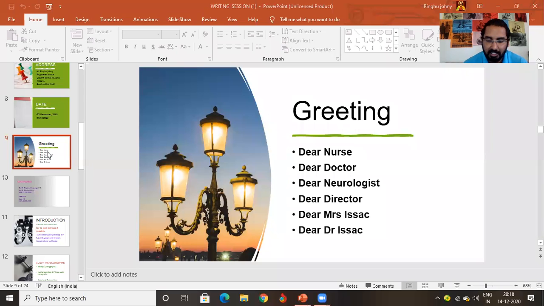But rather than writing sir or madam, it's better to write the position, dear nurse in charge. That's a better way to write. Or if it says emergency doctor on duty, you can just write dear doctor. That's better, rather than writing the full thing or sir or madam or whatever. So I hope that part is also clear.